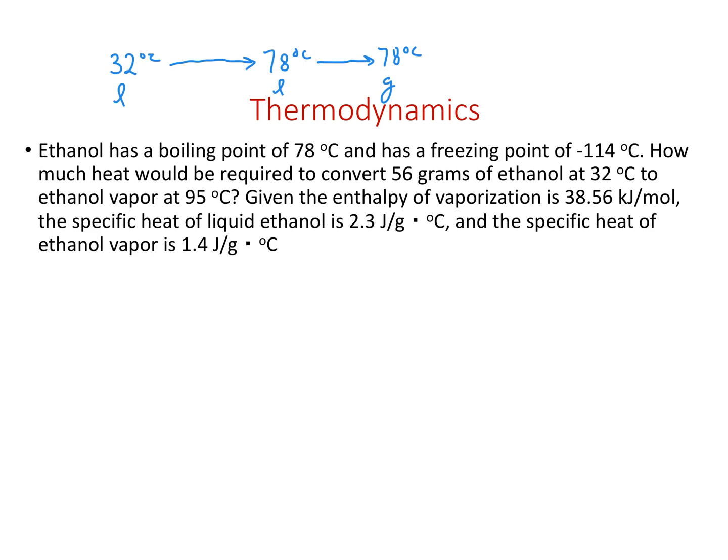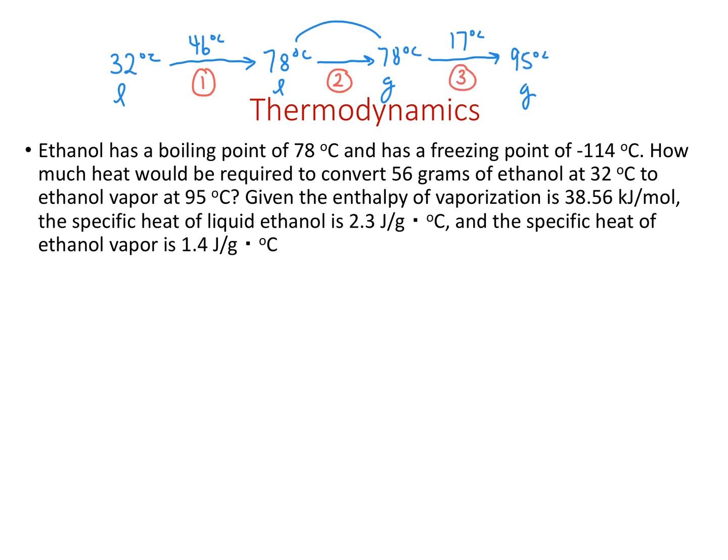And then once I've gone through that phase transition at 78 degrees, then and only then can I continue heating that sample of gas all the way up to 95 degrees Celsius. So I'm going to have the ethanol in the gas phase at 95 degrees. So we need to know the temperature change for each of these transitions. So our first temperature change, I go through a 46 degree change there. Here's a phase change, so there is no temperature change, right? It's isothermal. And then the last one is a 17 degree temperature change. So as I said, 3 separate calculations: calculation 1, 2, and calculation 3.